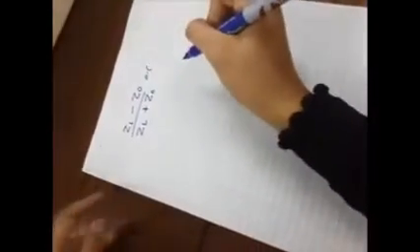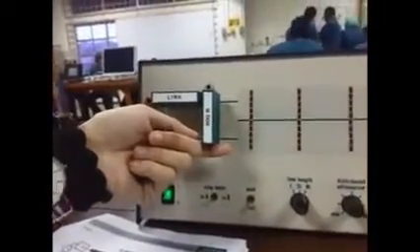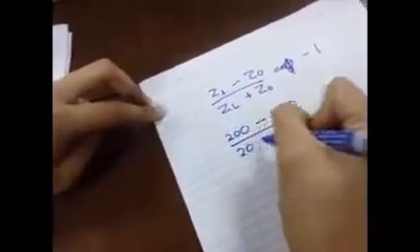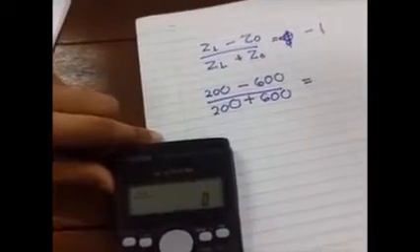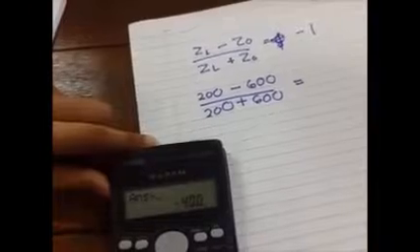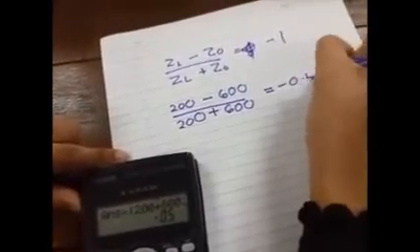negative 1. Our ZL is 200 minus the ZO which is 600, so the answer is negative 0.5.